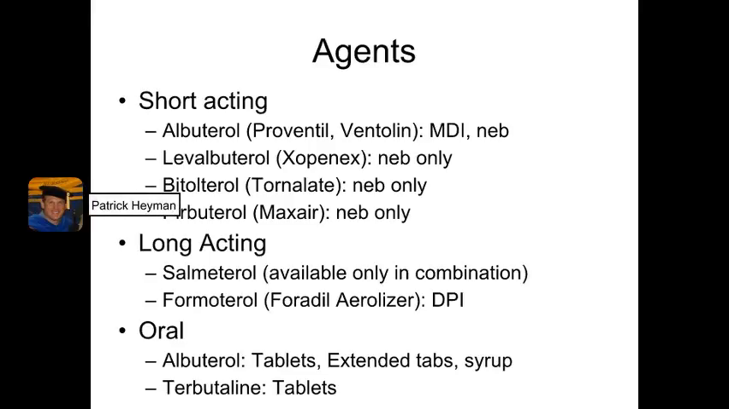So here we have a listing of some possible drugs. Under short-acting, albuterol is the number one most common drug, and it's one you need to know. Levoalbuterol is the left hand of albuterol. Albuterol is a racemic mixture, so it has left and right hand drugs mixed together. And then levoalbuterol is the left hand only. Supposedly it works a little bit better and has fewer side effects.